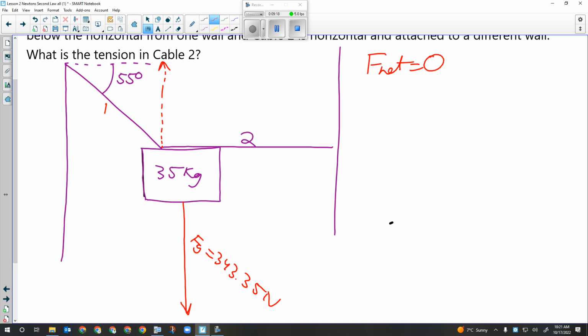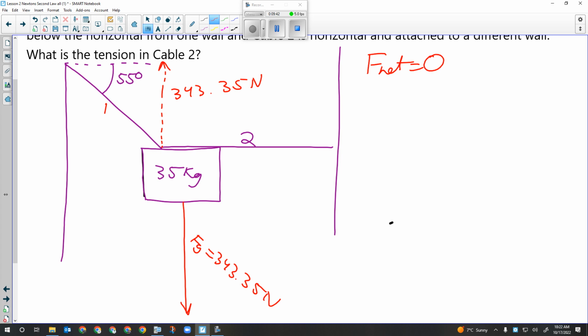Exactly. The net force is 0. That means the forces up and the forces down have to be equal. And that's the only thing that can be pulling the sign up. Okay? The other cable's horizontal. It doesn't have a vertical component, so it can't offset gravity at all. Okay? This has to be 343.35.